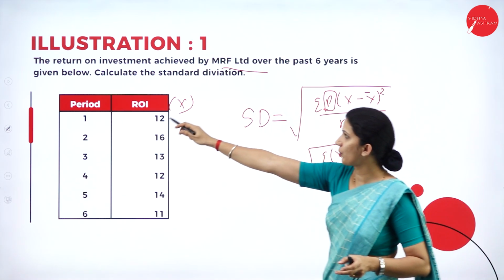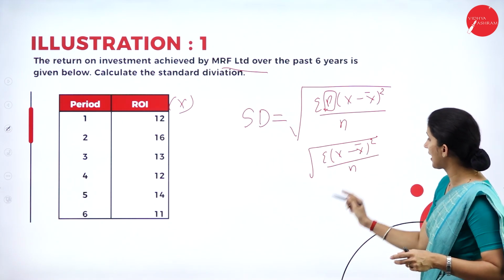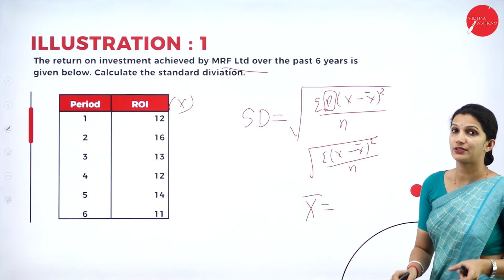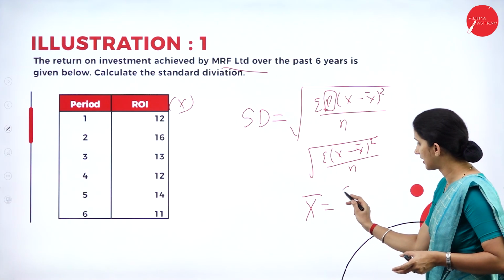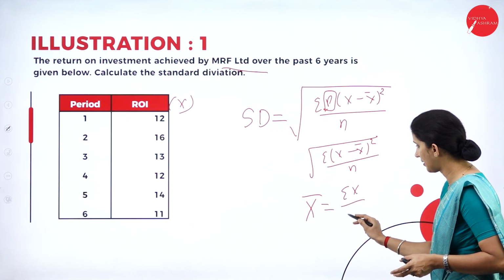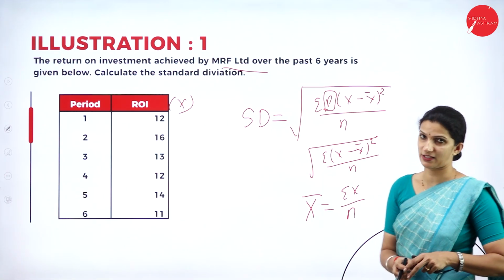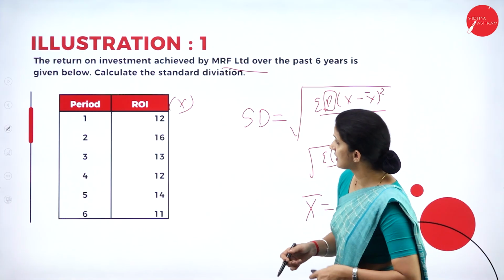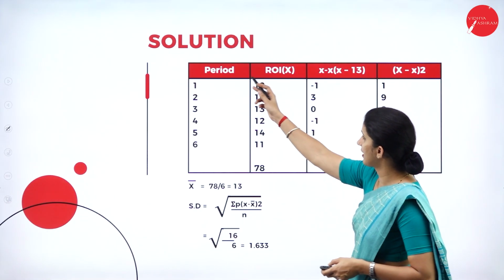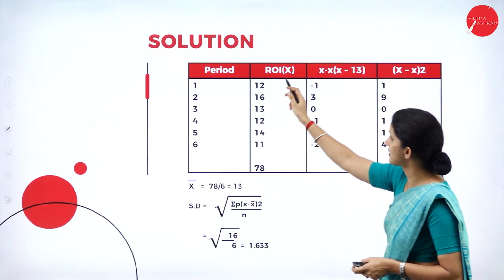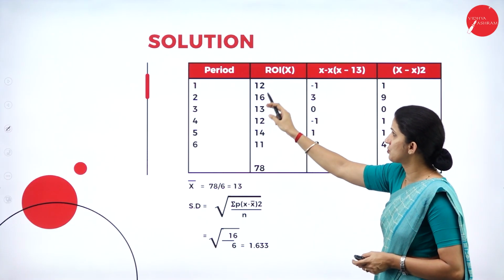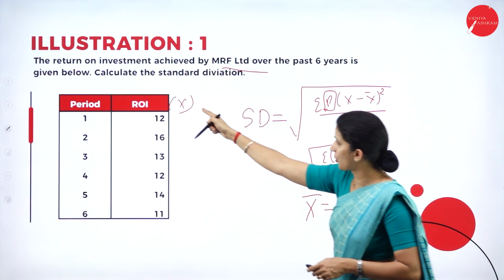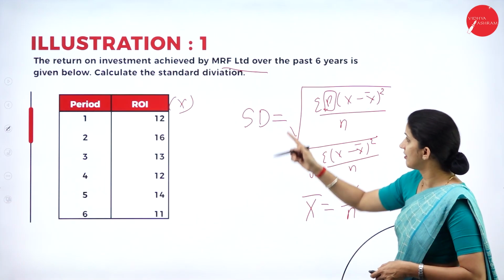So here ROI is x, and x bar is the arithmetic mean. How to find x bar? It is sigma x divided by n, and we will get x bar. This is the formula that we need to apply. So see the solution part. You will have the period from 1 to 6 years, then the ROI given: 12, 16, 13, 12, 14 and 11. Whatever ROI is given, the same we will write here.